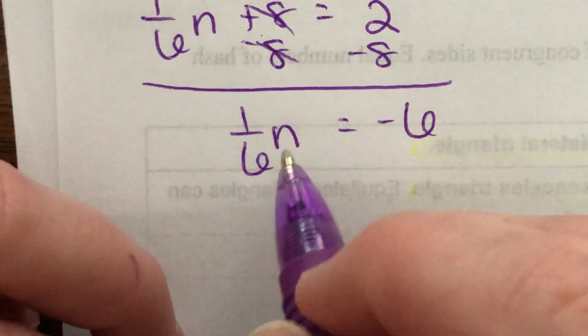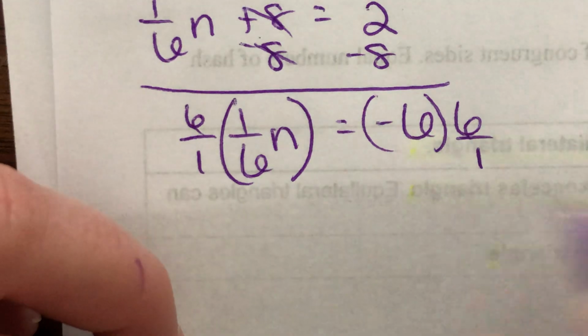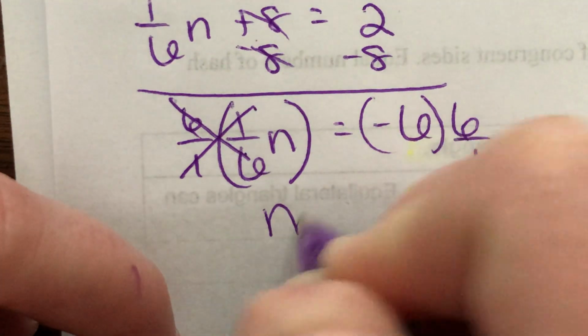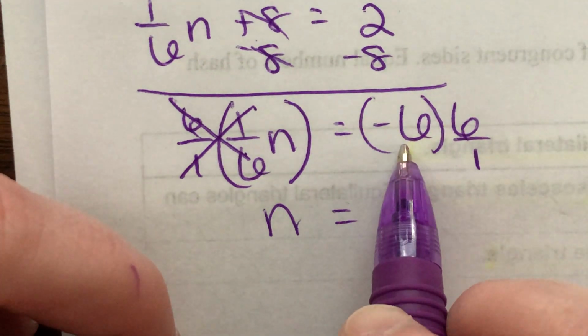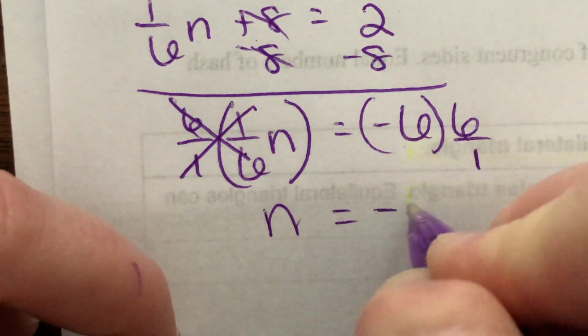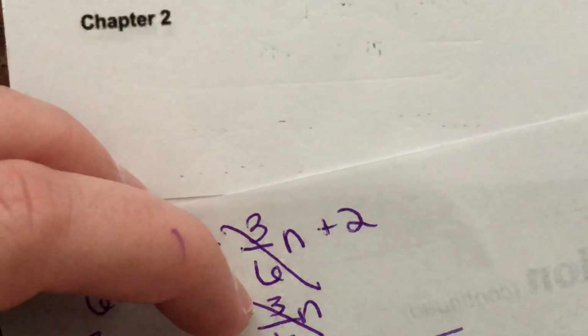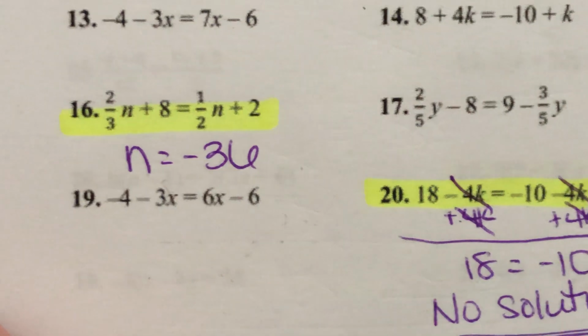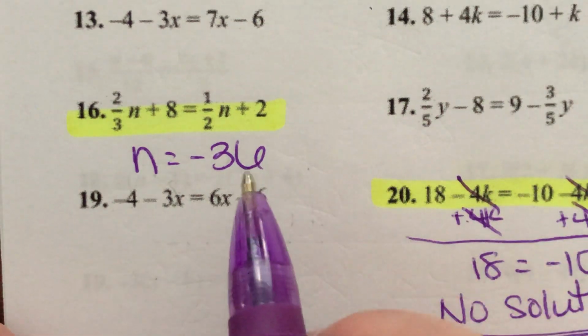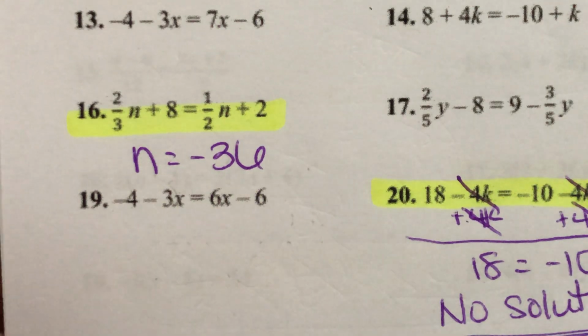And then to get rid of a fraction, like we just said, you're going to multiply by the reciprocal. These cancel, so I'm left with n equals -6 times 6 over 1, which is just -6 times 6, -36. So for our answer, n equals -36. But do not just give me this. Give me all the work with it. That's what I want to see. All right?